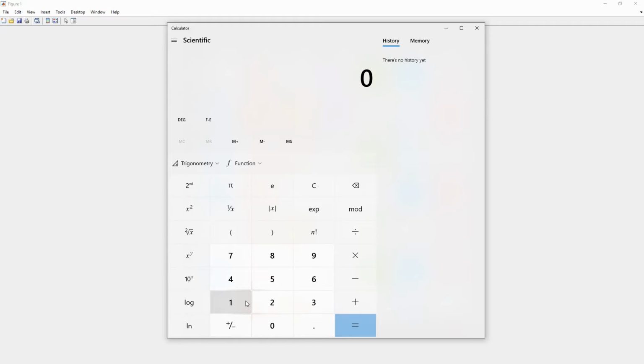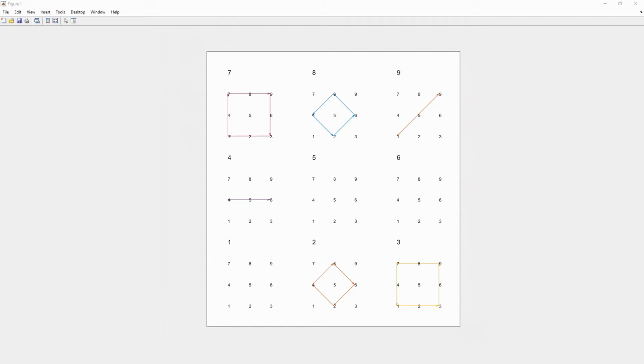So I want to show you what's actually happening. I made a little program in MATLAB showing these different patterns. If we start from 2, we get 4, 8, 6, etc. So we have this diamond shape. With 3, we have this square. With 7 as well, 8 as well. And then we have these lines for 4 and 9. And for 5, 6, and 1, we don't have anything because they always stay stationary.